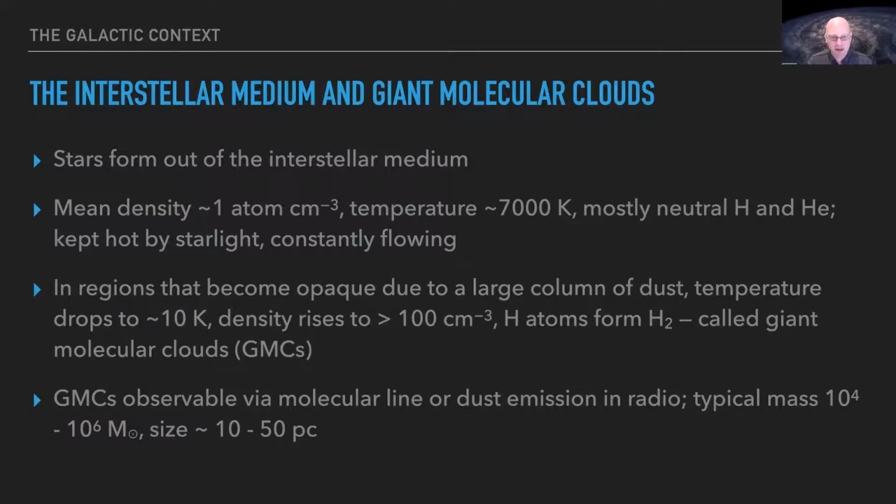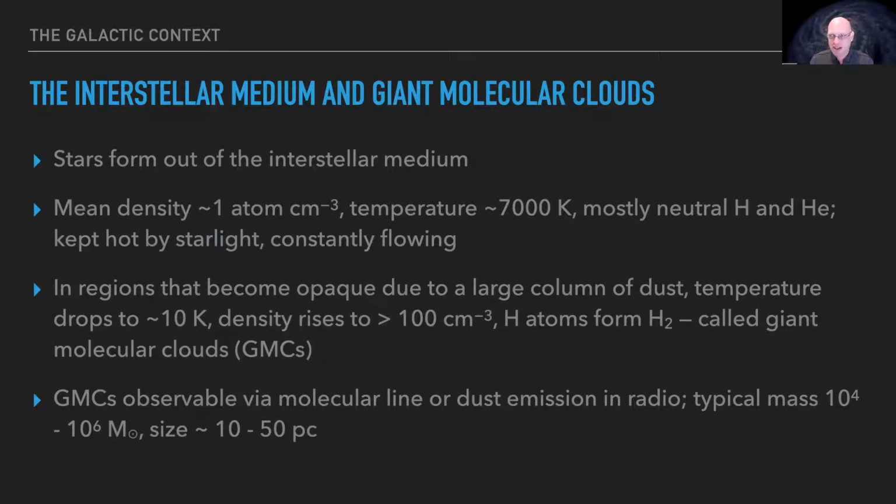Where things get interesting is in regions where a large amount of gas builds up, and as a result, it becomes opaque to that starlight. So the gas is mixed with interstellar dust. The dust is opaque to starlight. If you get a big enough column of it, the starlight can't get in. And in places where that happens, the temperature drops from about 10,000 Kelvin to about 10 Kelvin. The density rises to more than 100 per cubic centimeter.